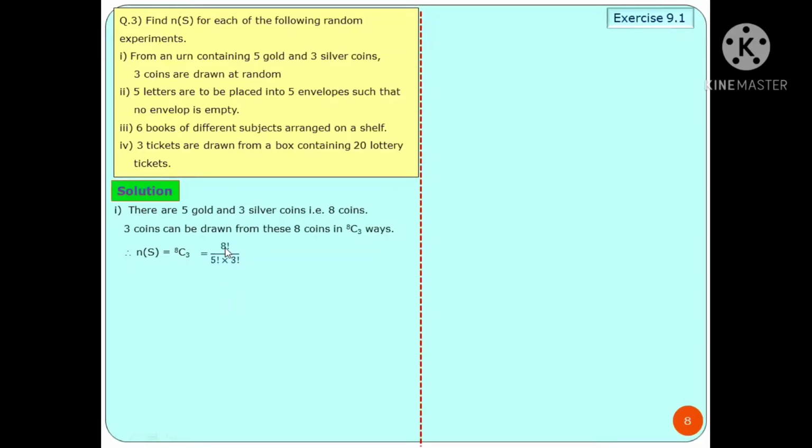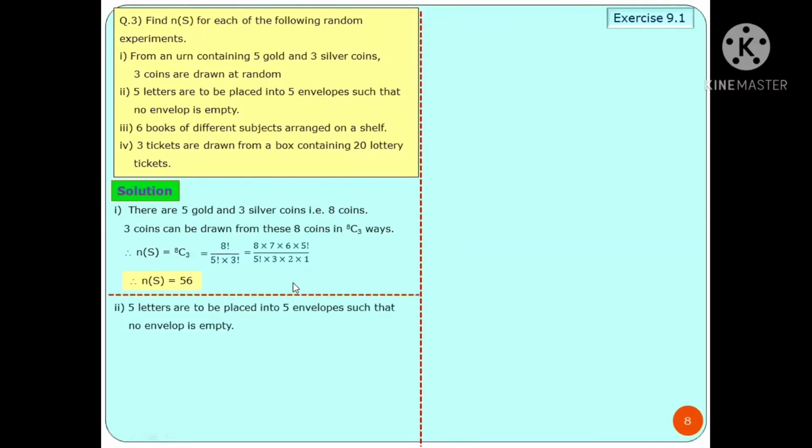You can split 8 factorial up to 5 factorial. Then the 5 factorial in the denominator and numerator cancel. Next, 3 into 2 is 6, and the 6 in the numerator also cancels. The remaining product is 8 into 7, that becomes 56. Hence n(S) = 56. First is complete. Second case: 5 letters are to be placed into 5 envelopes with the condition that no envelope is empty.